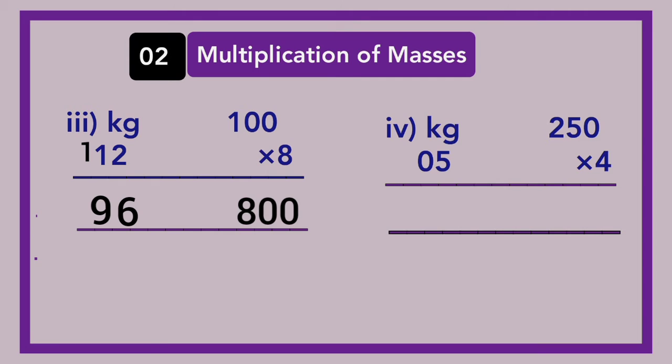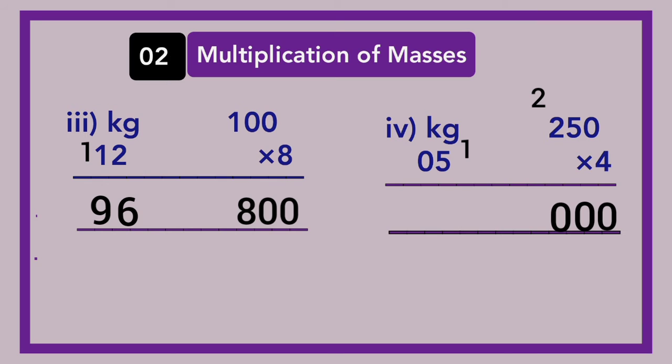Roman number 4, it has 5 kilograms 250 grams multiplied by 4. So here we can multiply 4 times 250. So 4 times 0 is 0. 4 times 5 is 20. 0 comes down and 2 goes to the hundreds place. 4 times 2 is 8. 8 plus 2 is 10. So 0 comes down and 1 goes to the kilograms units place.